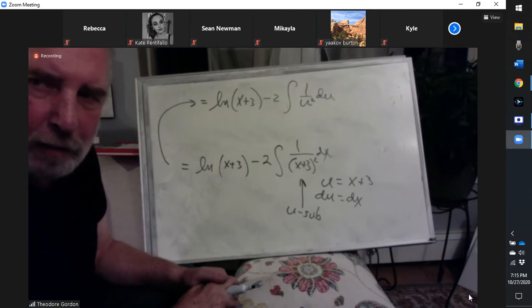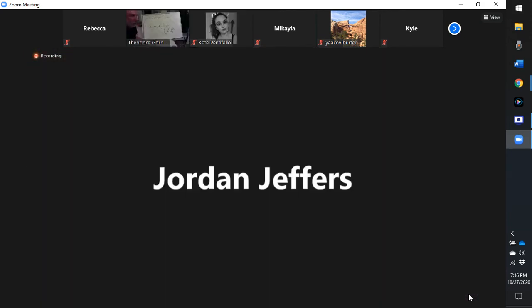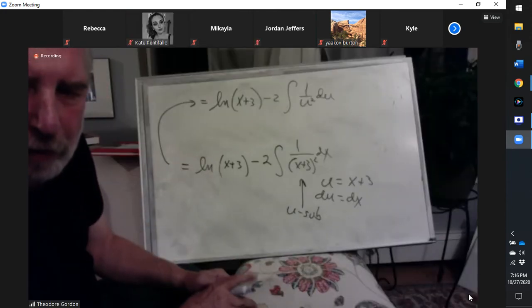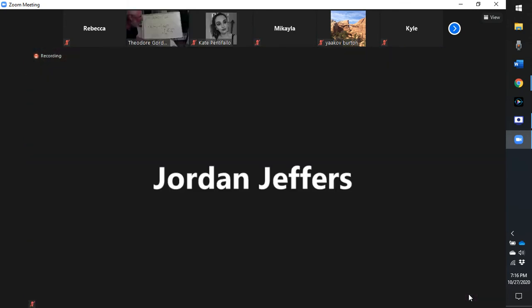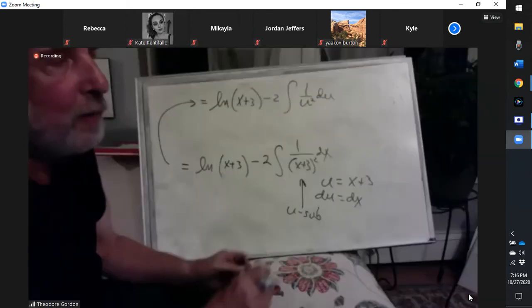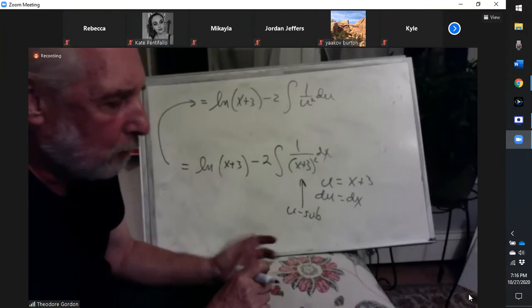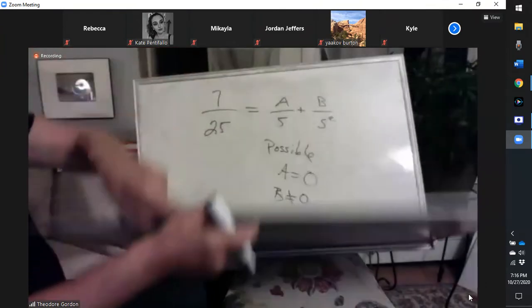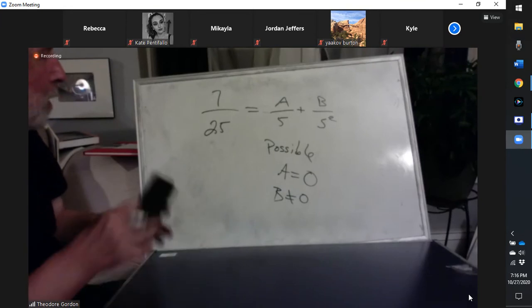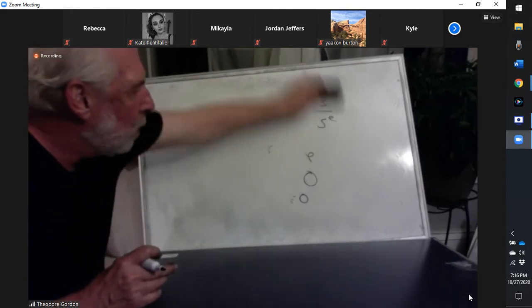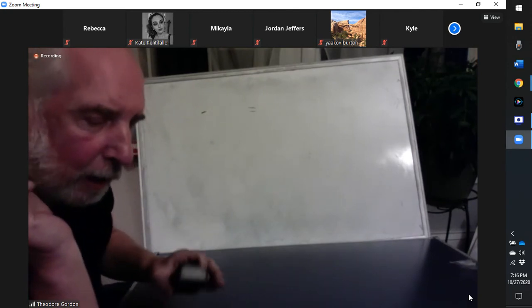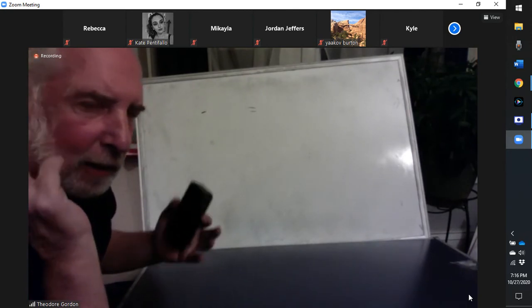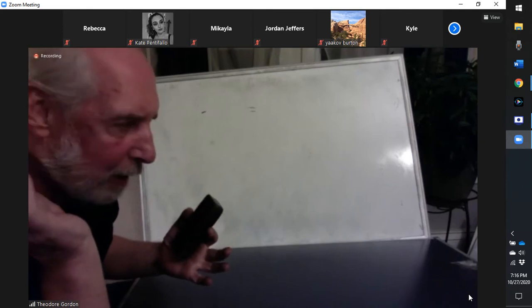Any questions? Should whatever is in the ln be an absolute value? Yeah, these should be absolute value signs. You're right, Jordan. I'm a little sloppy with all of that. Technically, yeah, I'm a little bit sloppy with that. Because at this point in time, our integrals aren't connected to any kind of real world application right now.